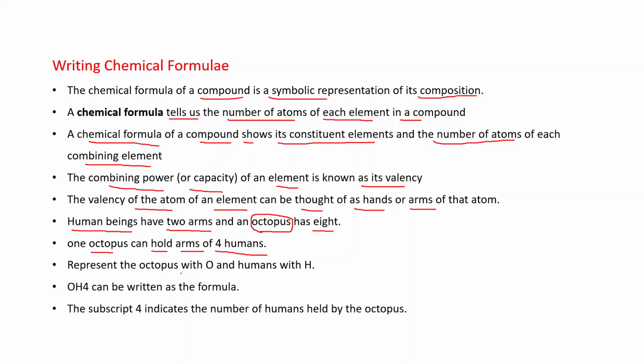If we represent the octopus with O and humans with H, then this combination can be written as OH4. We can say this is the formula of this combination, where this 4, which is written as a subscript, indicates the number of humans held by the octopus.